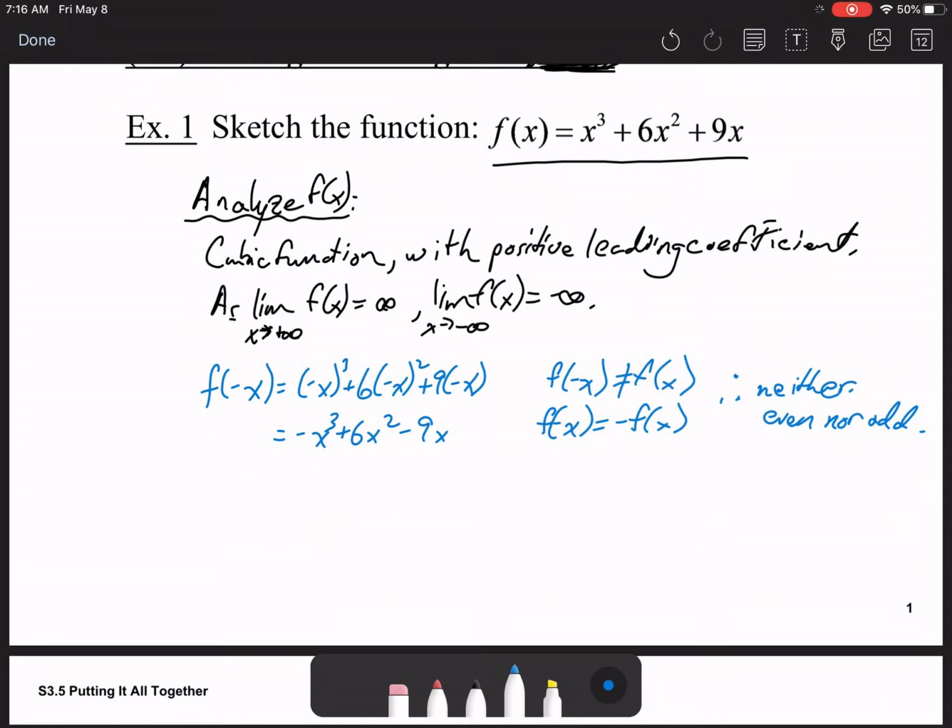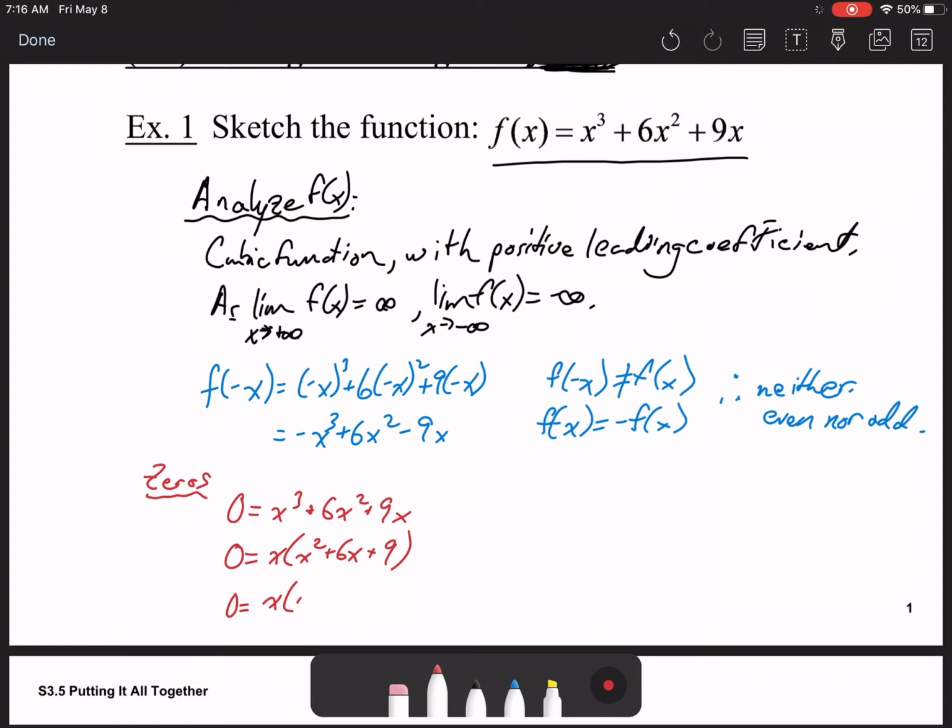Well, we could also notice that based on this function, we can find the zeros, and we can also find the y-intercept. So I'm going to set this equal to 0. Notice I can common factor out an x. So that means I have zeros at 0 and x equal to negative 3.